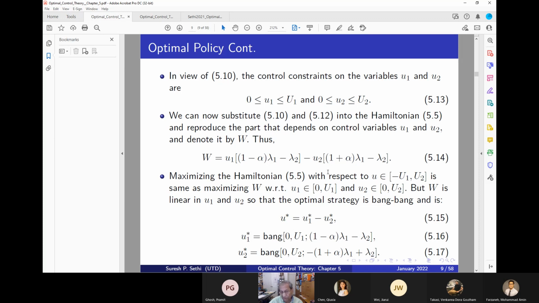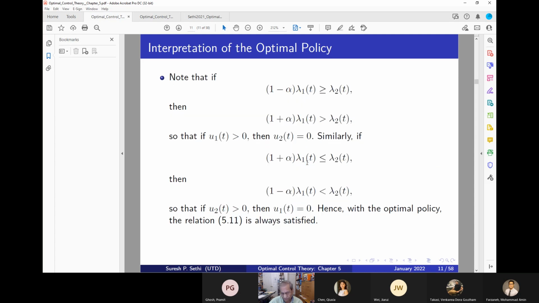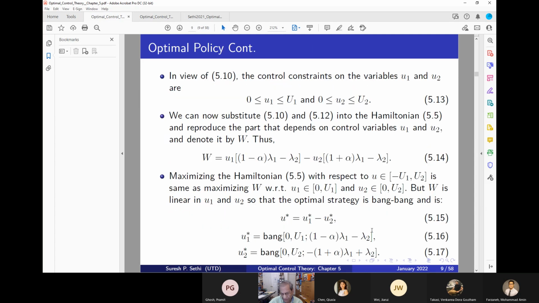So these are very clear meaning now. And the bank solution basically has a very clear economic meaning. In the case the future value of dollar less the commission is exactly equal to the future value of dollar, then the optimal policy is undetermined, and we call it a singular control. That means if this is 0, then it doesn't matter what you do. But it's only at one instant, so it wouldn't make that much difference.